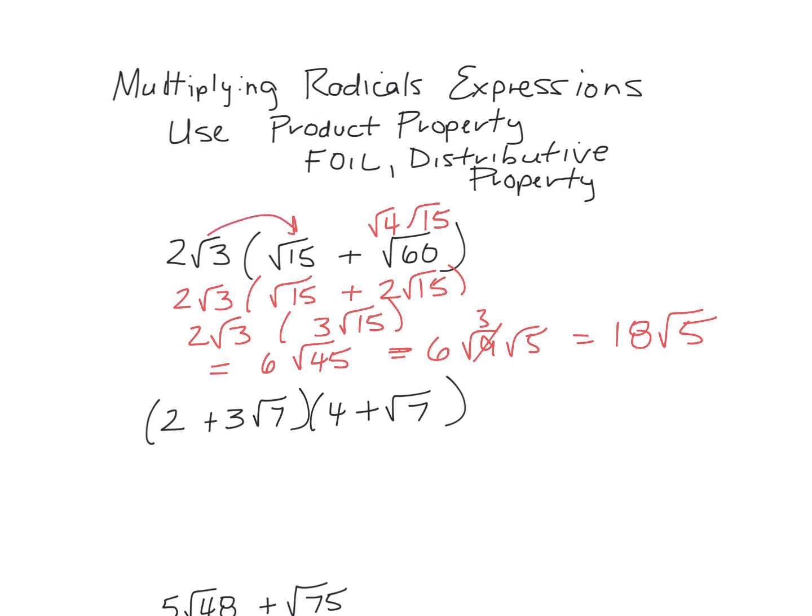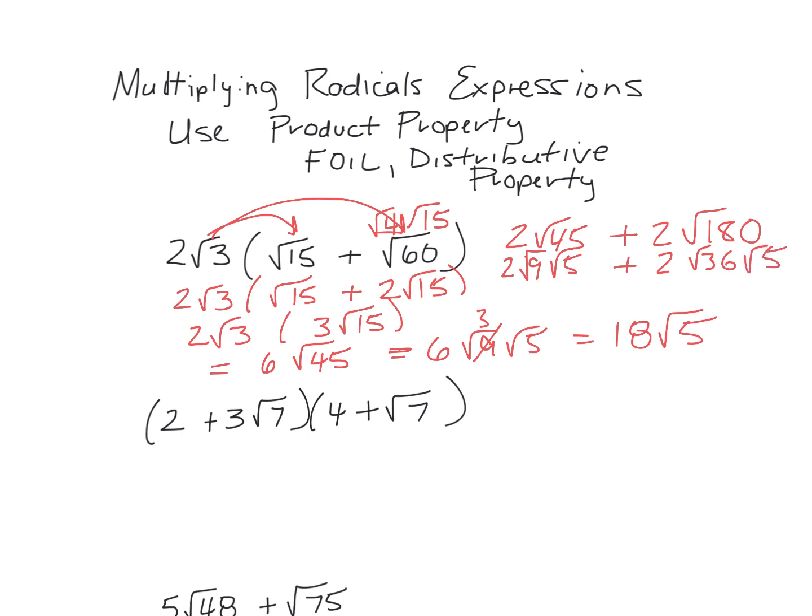You could distribute right away. If you did that, you'd have 2 root 45 plus 2 root 180. And then you could break these up. 45 could be 9 and 5. The root of 180 could be broken up into 36 and 5. So now this is 6 root 5 plus 2 times 6 is 12 root 5, and you can see I get the same answer as 18 root 5.